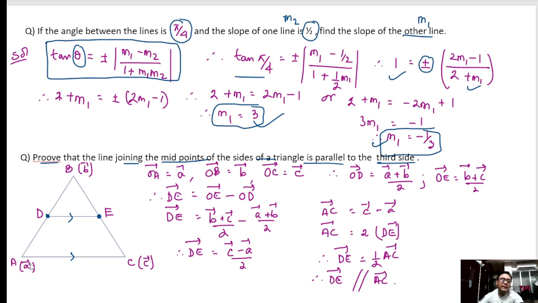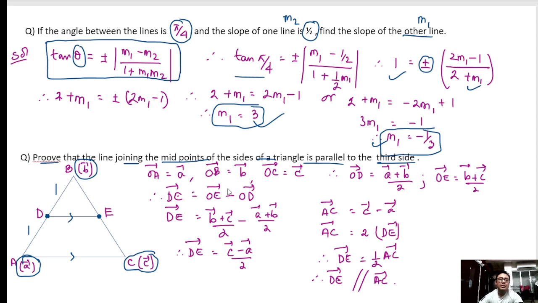Imagine that this is the position vector A. This is the position of A, and this is the position of the C vector, and this is the position of the B vector. This is the midpoint, so it is divided in a 1:1 ratio.